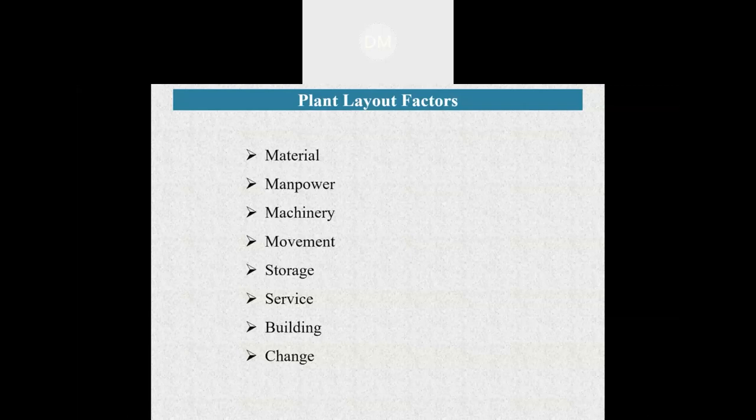Then movement factors, meaning inter-departmental transportation of raw materials or products. So distance between two departments, processing area and storage. Then storage of final product: 8 days storage, 2 days storage, then 15 days or 1 month storage. Then services, so employee related facilities, then building factors and change factors, including flexibility and expansion of the plant layout, any suitable space required for future expansion of the plant.